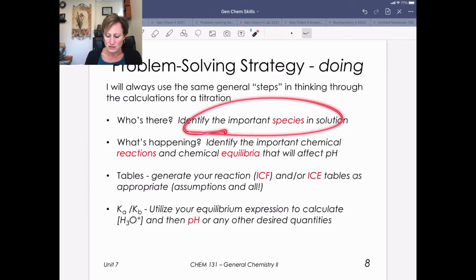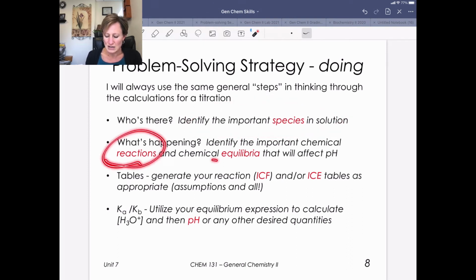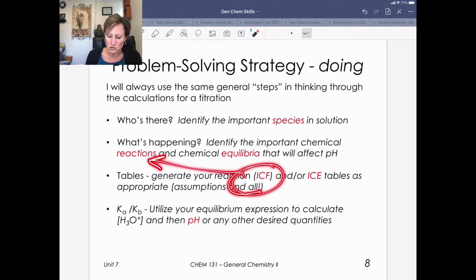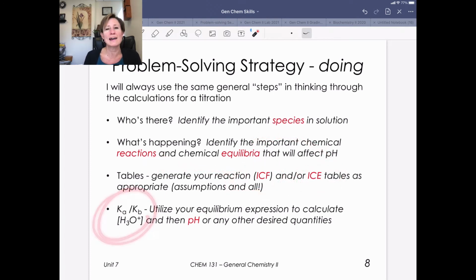Think about who's in solution. What's the chemistry, and then after the dust settles, the equilibria that can happen. We always use ICF tables for chemical reactions and ICE tables for chemical equilibria. Making sure that we match equilibrium constants for the chemistry that's happening, and then knowing that we're solving for the right species. If we're solving for pH, we need to be thinking about H3O plus concentration.